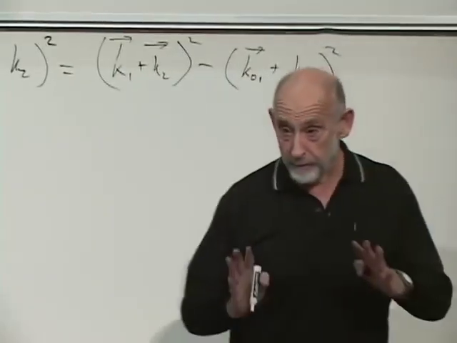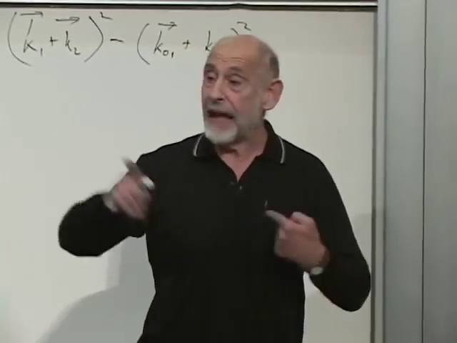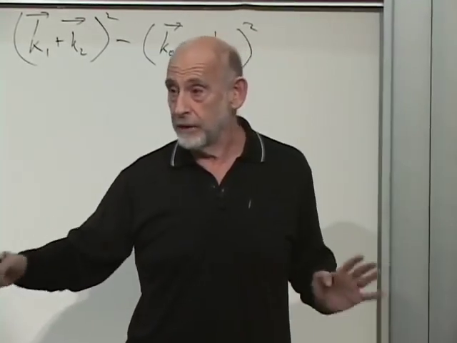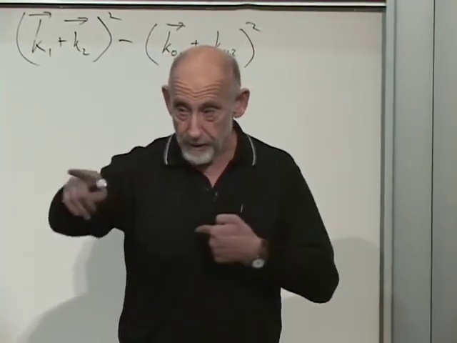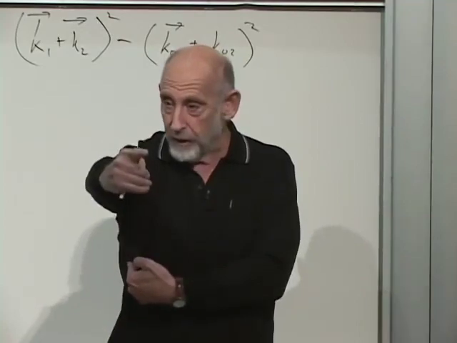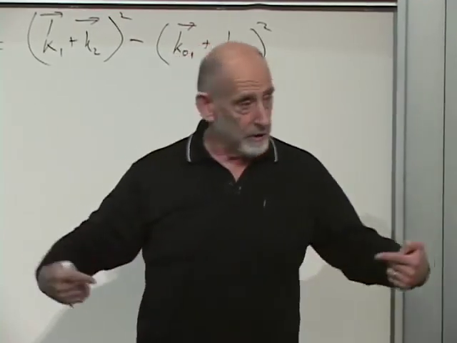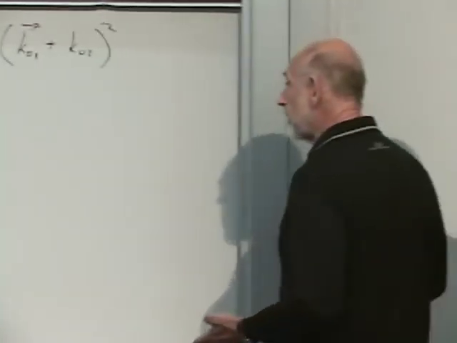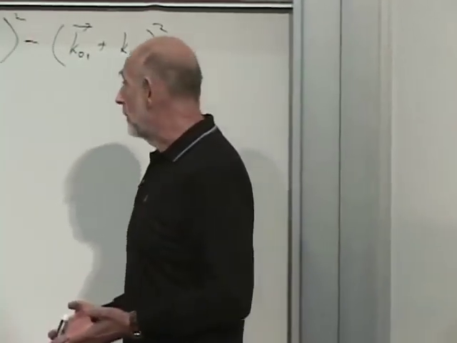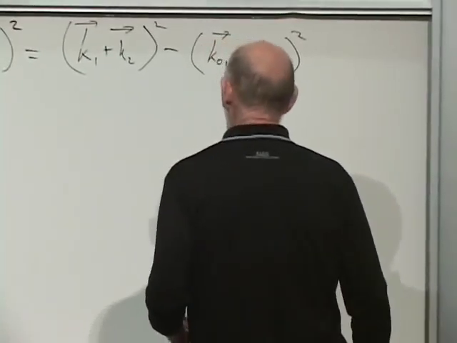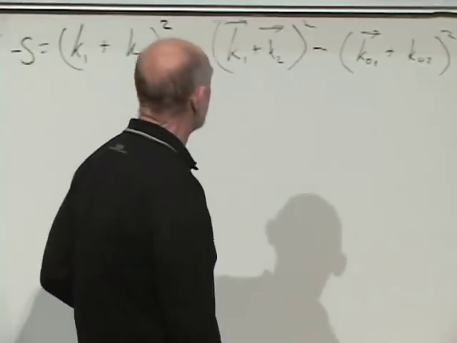In the center of mass frame, all the particles in and out have the same total energy. Each particle has the same energy. Particles just get scattered through an angle. That's all that happens. So they come in and they go out with the same energy, but they scatter through an angle. Okay.